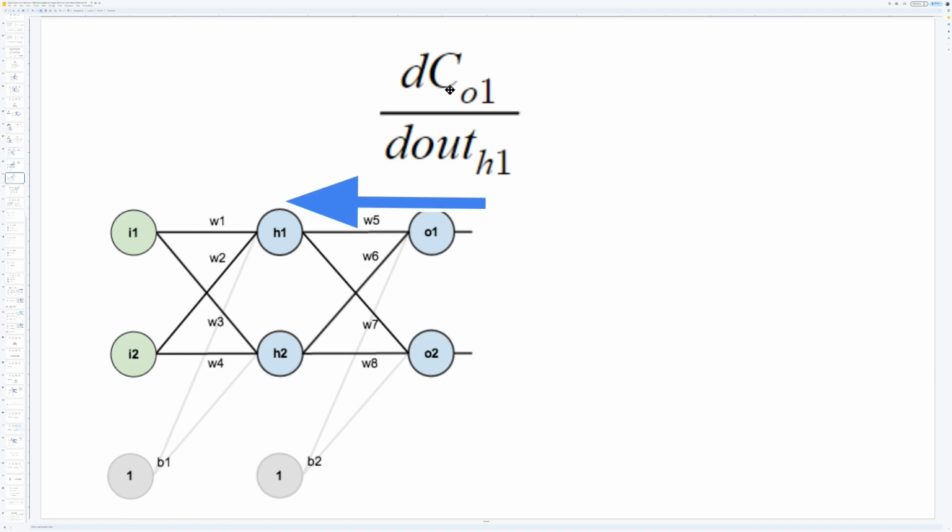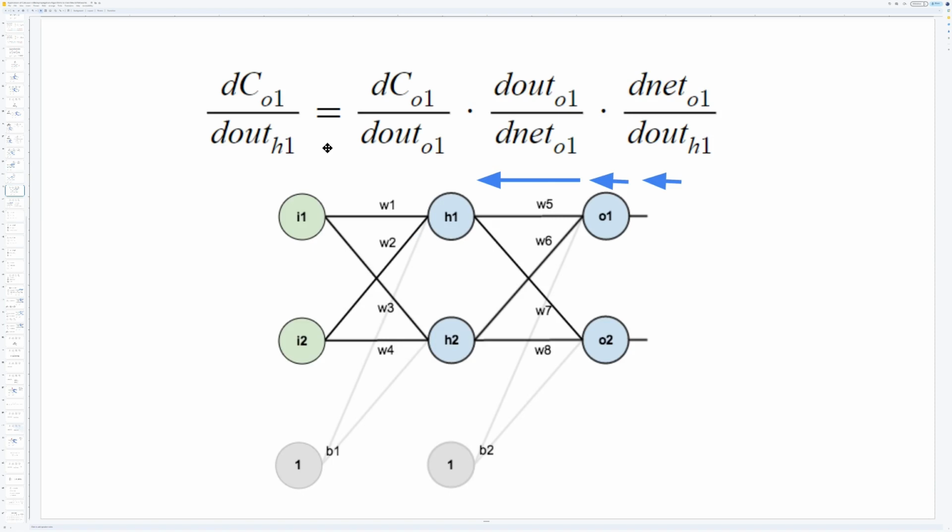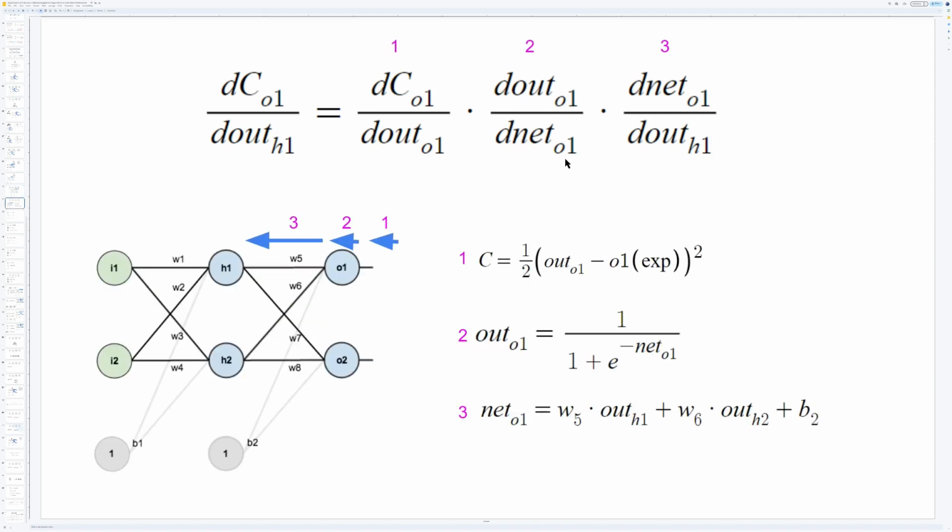We'll do cost of O1, and this term can also be split up into three different terms. The three different terms are out of H1 to net of O1, net of O1 to out of O1, and out of O1 to cost of O1. And here I have everything numbered so you can see which ones are related to each other. These are the equations that are related to each of these. So we're going to find the derivative using these three equations.